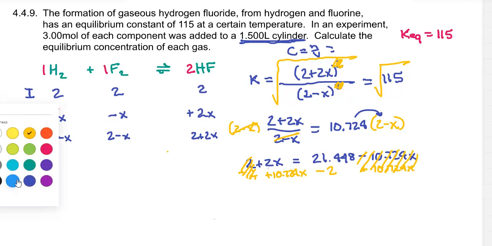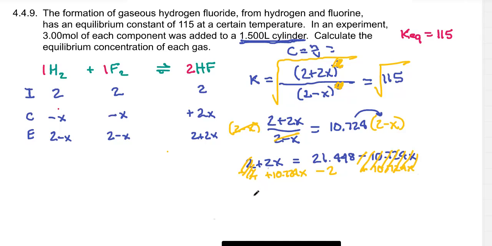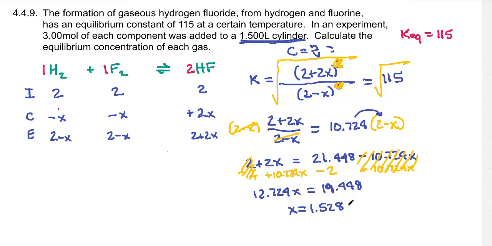So when the dust settles from all that, we get 2 plus 10 is 12.724x equals, and 21 take away 2 is 19.448. Sorry, that's a 9. Divide by 12.724, and hopefully that will do it. 1.528. X is 1.528 moles per liter. Now, that isn't the answer for any of these things.